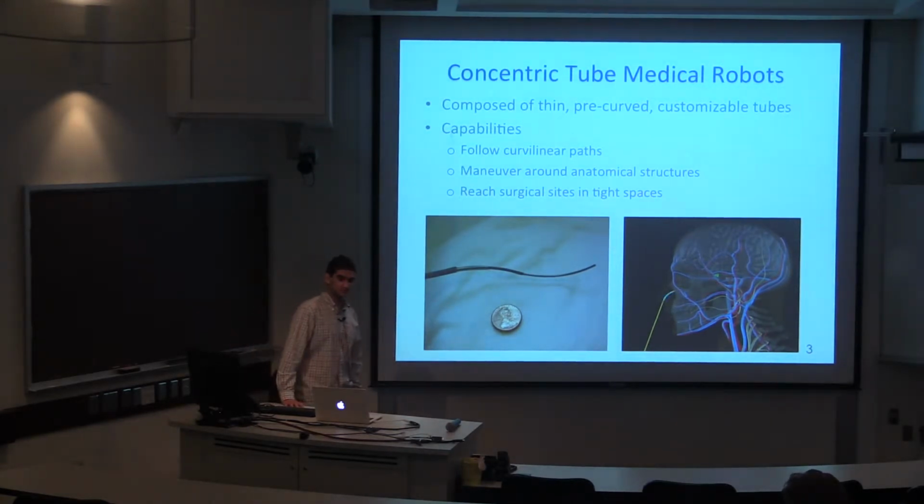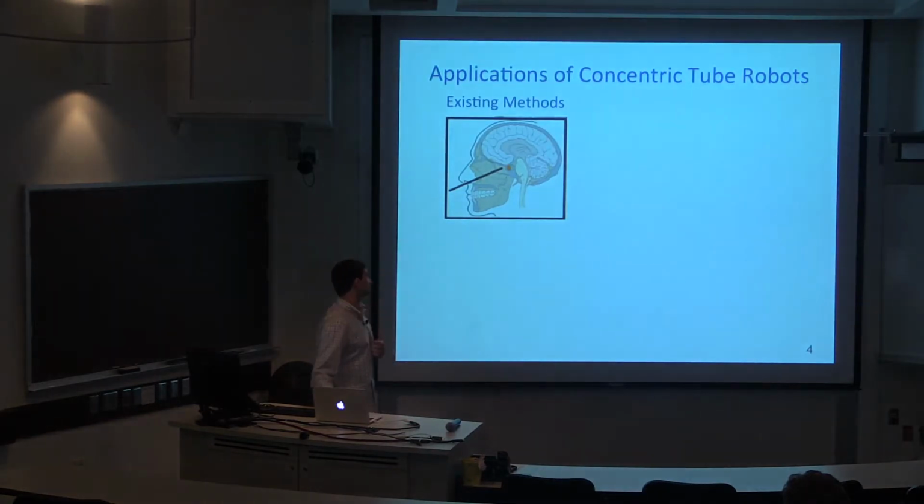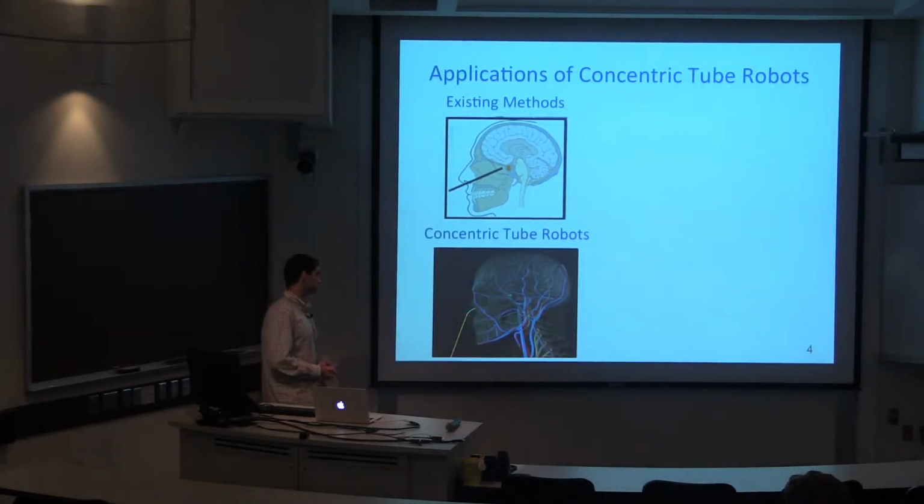These robots are composed of thin, pre-curved and customizable tubes. Here's a depiction of a concentric tube robot in comparison to a penny. And in that animation, we can see a robot reaching the pituitary gland through an endonasal procedure. So in contrast to existing methods, the straight-line devices may be unable to reach the clinical goal region, or even worse, may damage vital anatomical structures nearby. But a concentric tube robot can simply curve around these anatomical structures in a minimally invasive way and get to the pituitary gland where tumors may commonly arise.